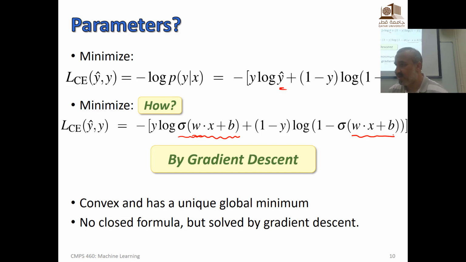Of course, it can get stuck at a local minimum, but the good thing about this cross-entropy loss function is that it is convex. So we will reach the global minimum at some time, depending on the initial value and the step size. Any question about this?